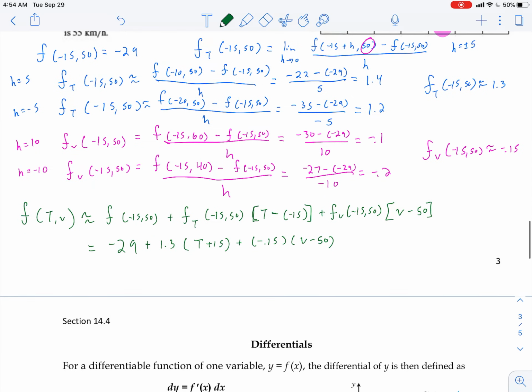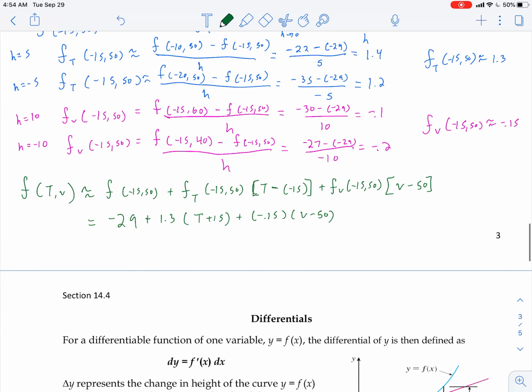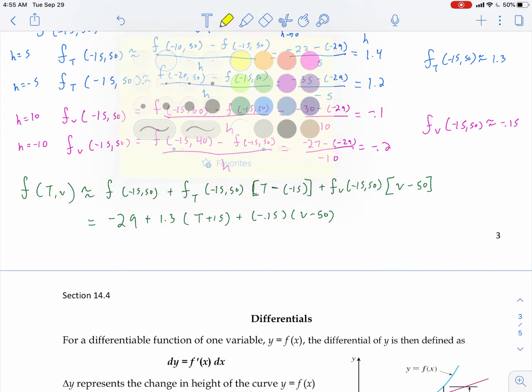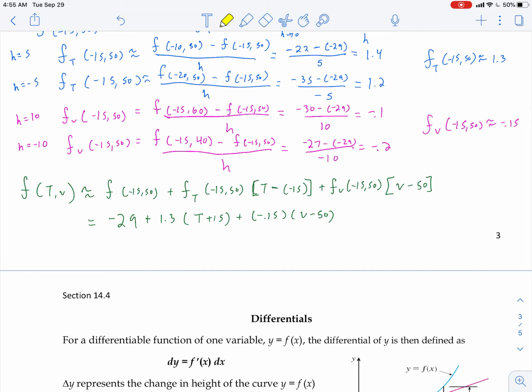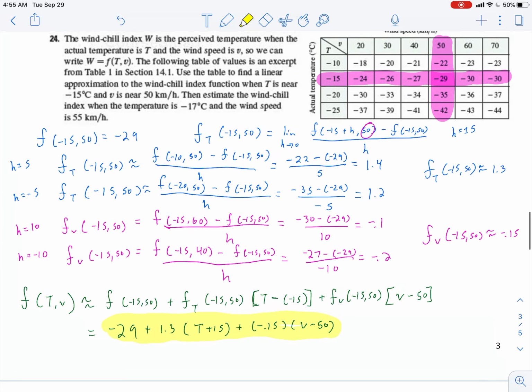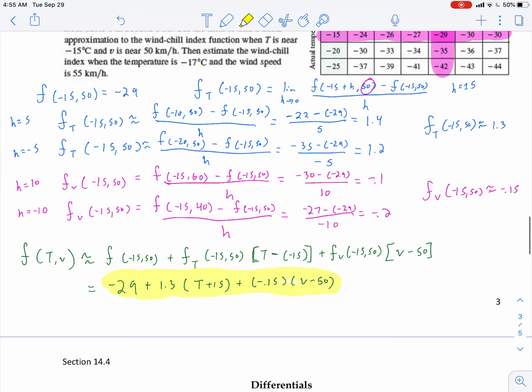And so now we're going to go ahead and do the math. And instead of simplifying it even further, I'm just going to go ahead and leave it there. So here's our linearization, just because we don't really want to multiply 1.3 times 15 and negative 0.15 times 50 and clean that all up. So it's okay to leave this as it is. And we're going to use this to approximate, and then what's the question asking?